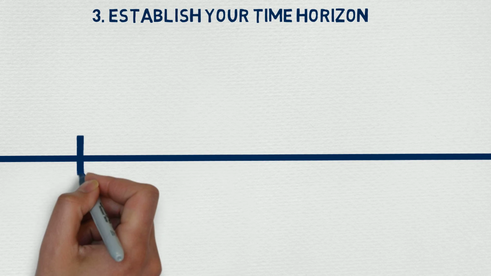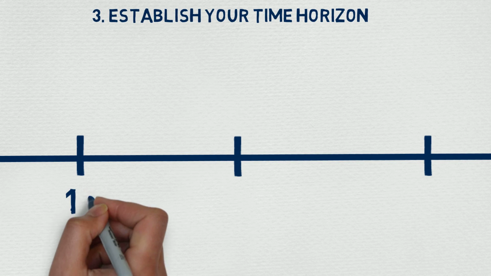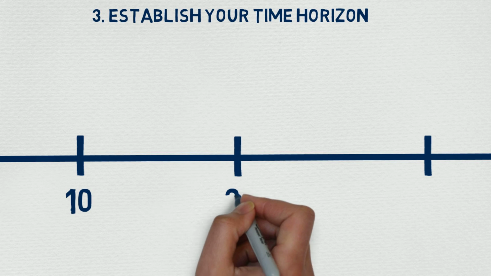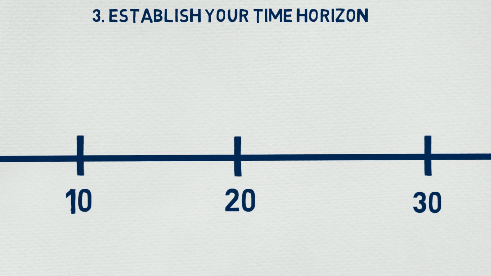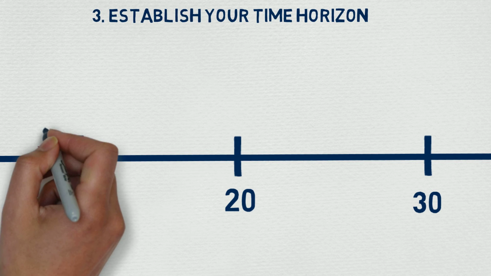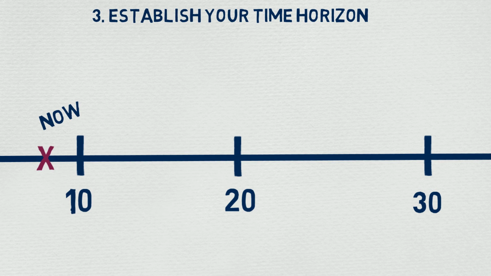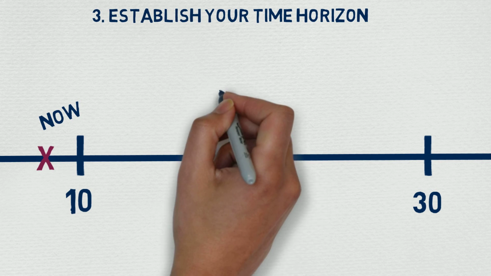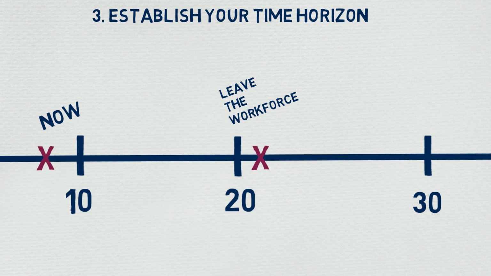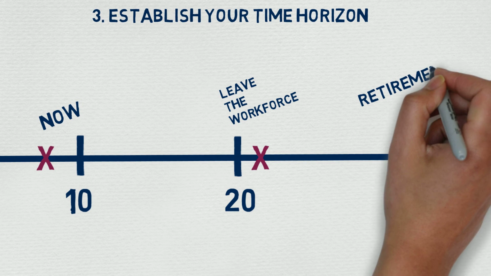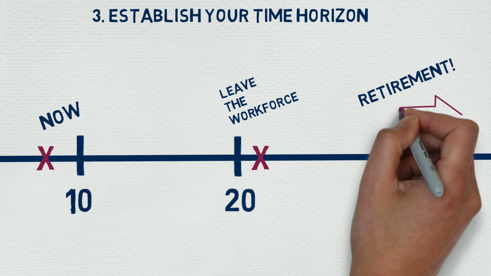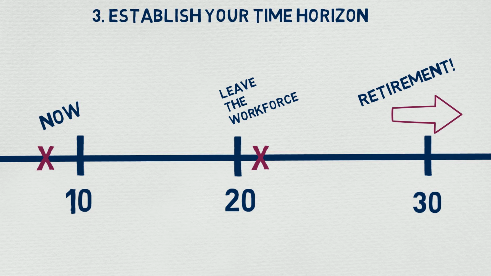How much time do you have before you retire? 10 or 20 years? Even longer? Often, people think their time horizon is between now and when they are done working, which is when you start to use your retirement savings. Actually, your time horizon is between now and when you stop working, plus the time you spend in retirement. That could be 20 or 30 years depending on your age and health.